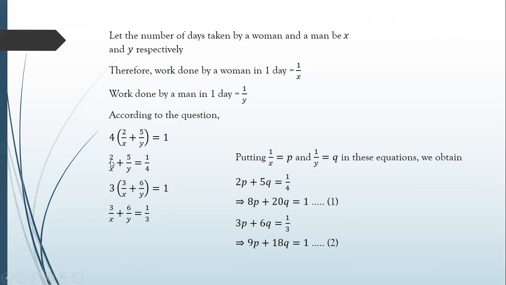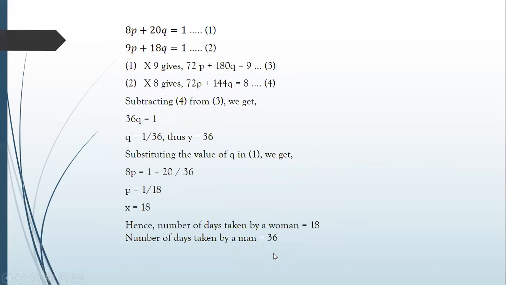So our equation becomes 2 by x plus 5 by y equal to 1 by 4, and 3 by x plus 6 by y equal to 1 by 3. Again, the variables x and y are in the denominator. So we'll put 1 by x as p and 1 by y as q. So we get the equations 8p plus 20q equal to 1, 9p plus 18q equal to 1. Solving these two equations by elimination method, we get q as 1 by 36, so y will be 36. p is 1 by 18, so x is 18.